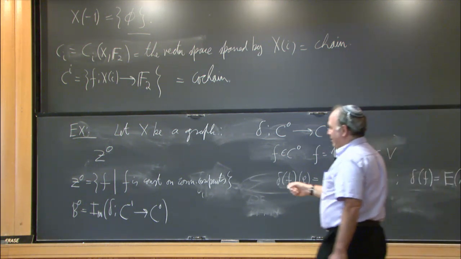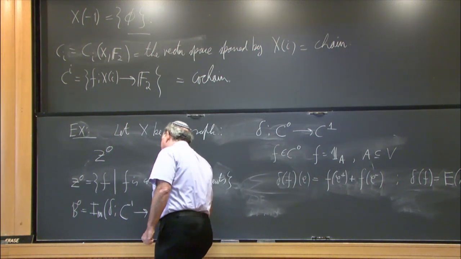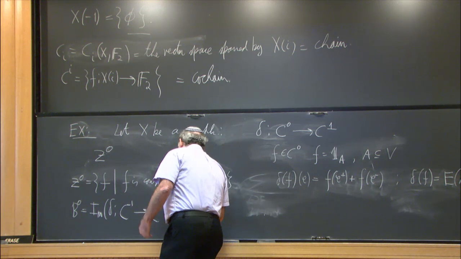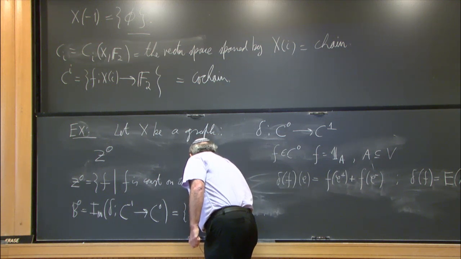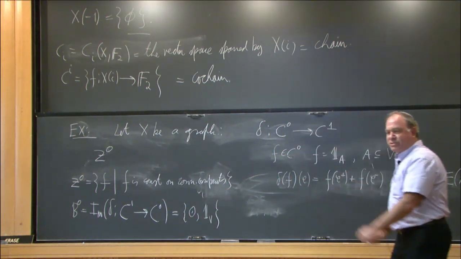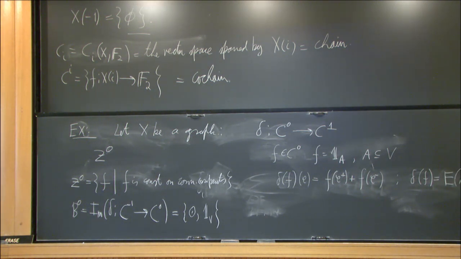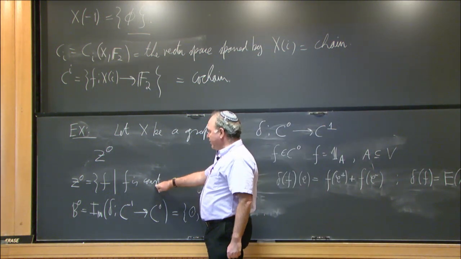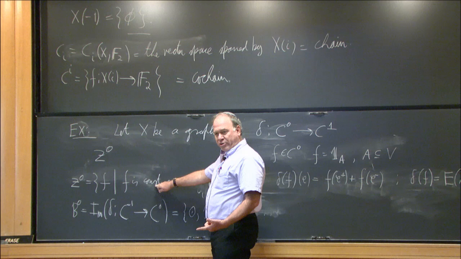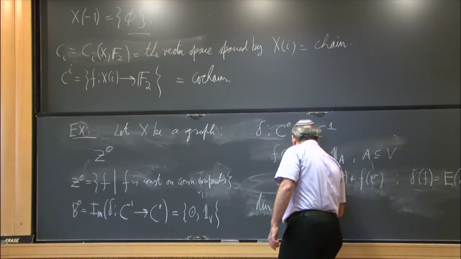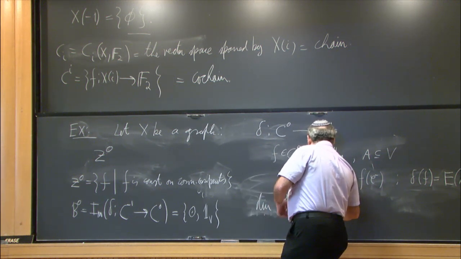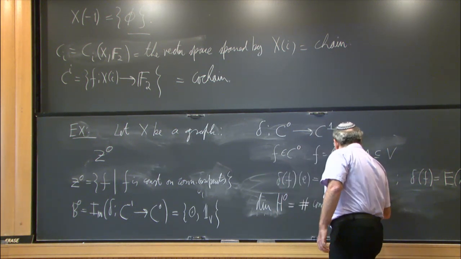If you check formally, you see that B0 contains two functions: the zero function and the function which is 1 on V, the constant function on all the vertices. You think of the vertices as subsets of size 1, each of which contains the empty set. So B0 is of dimension 1. The dimension of Z0 is the number of connected components, so the dimension of H0 is equal to the number of connected components minus 1.